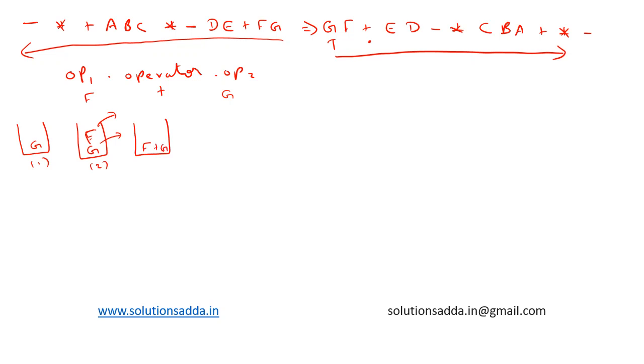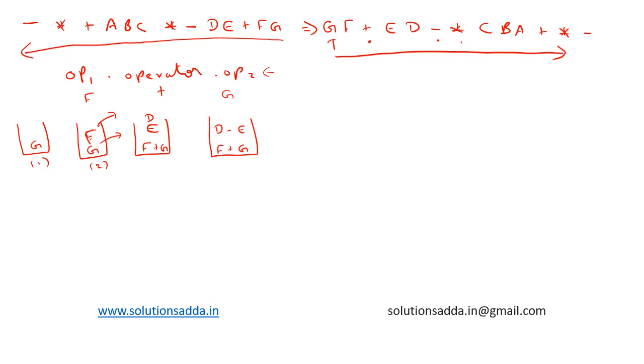Next we are seeing e, and then we are seeing d. So here e will be pushed, then d will be pushed onto the stack. Next we see a minus. So we pop the top two operands, form a string of this format, and push it into the stack. The stack now has f plus g, then d minus e.